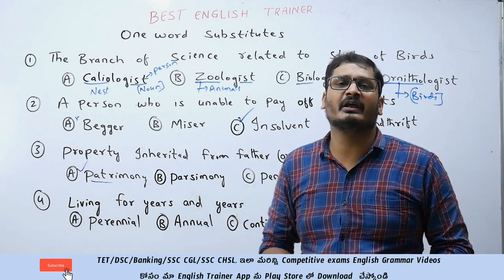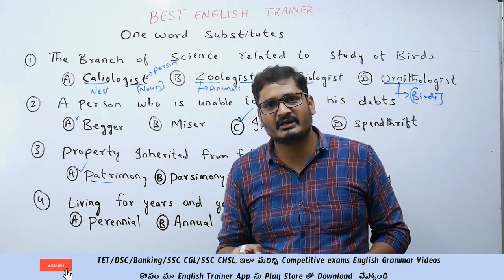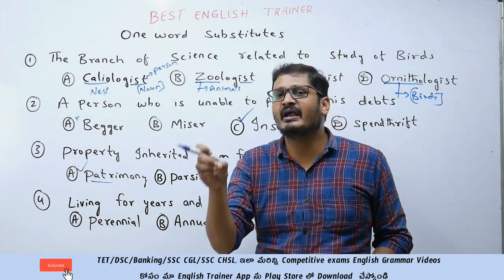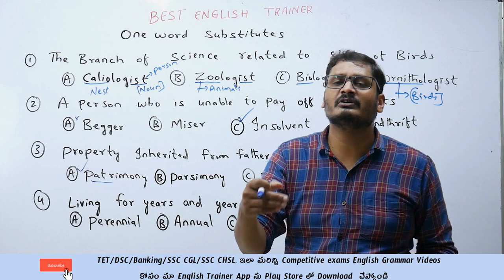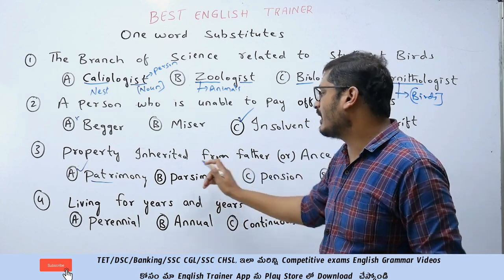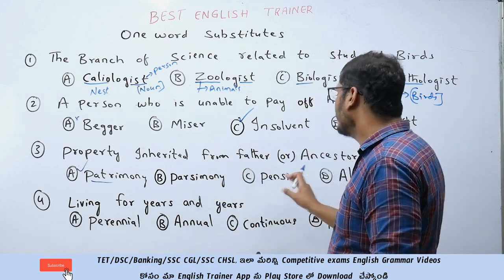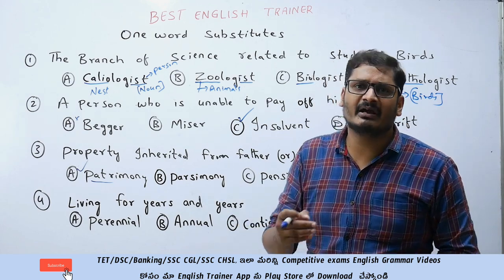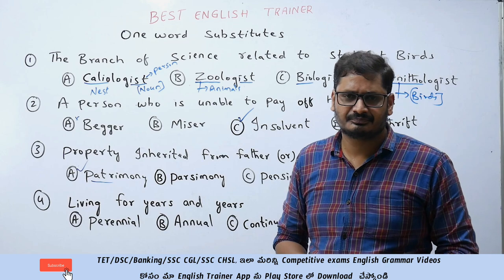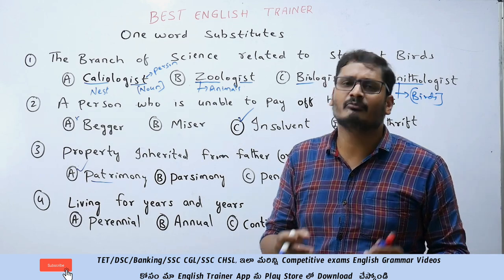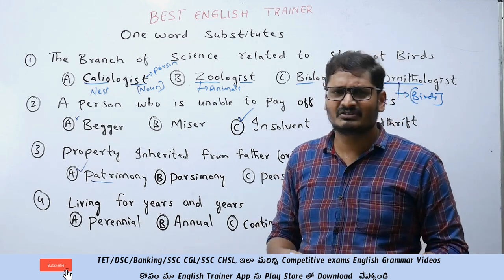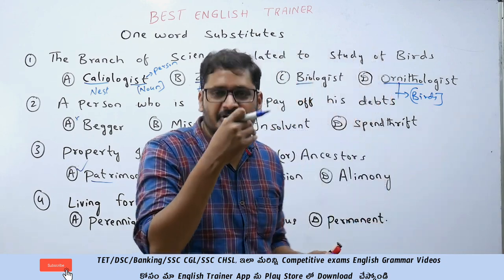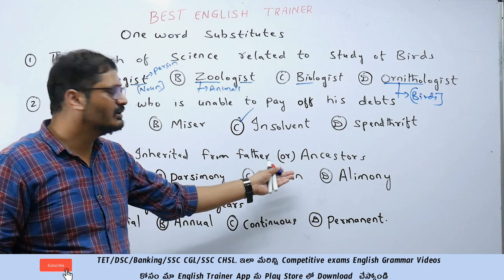Next we have parsimony. What is parsimony? Parsimony is something the same as that of a miser. A person who has a great amount of wealth but is not in a position to spend it. A miser. Now next we have option C, that's pension. What is pension? Pension is something we get monthly. If you join some scheme, and over a period of time you pay a certain amount, then after 60 years you get that amount in installments, some amount monthly. That's what we know as pension.